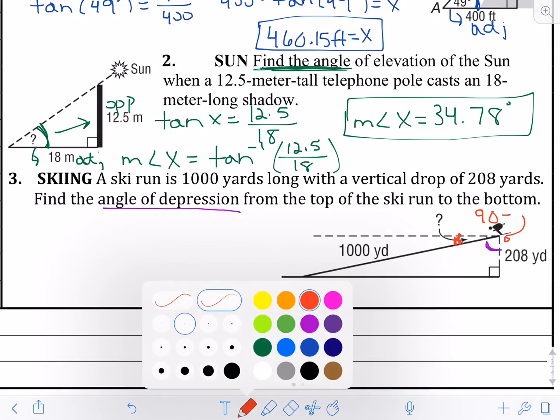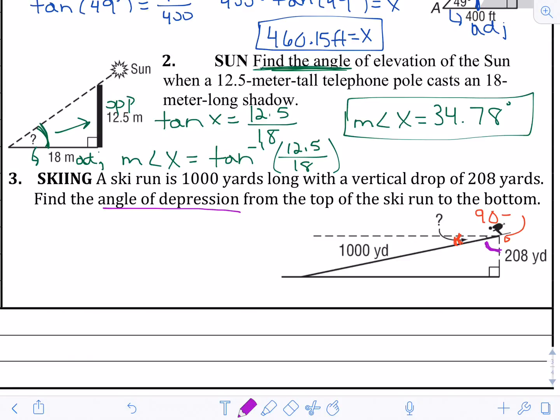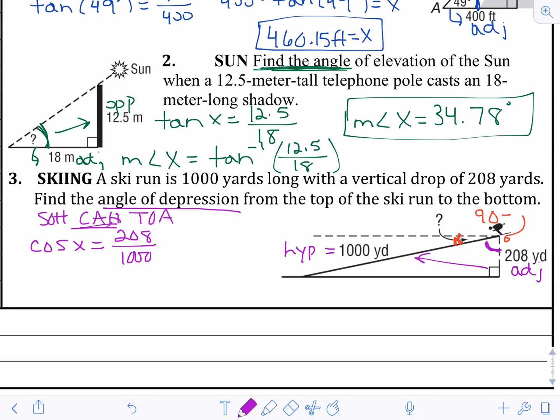So let me show you how it's going to work. So let's go ahead and find this angle. So this right here is adjacent. And because this is across from the 90, this is the hypotenuse. So we have adjacent and hypotenuse. If you have SOHCAHTOA, adjacent and hypotenuse is going to be your cosine. So the cosine of so many degrees, we'll call it x, is equal to adjacent, which is 208, over my hypotenuse, which is 1,000. So to find the measure of angle x, you do the inverse of cosine of 208 over 1,000.